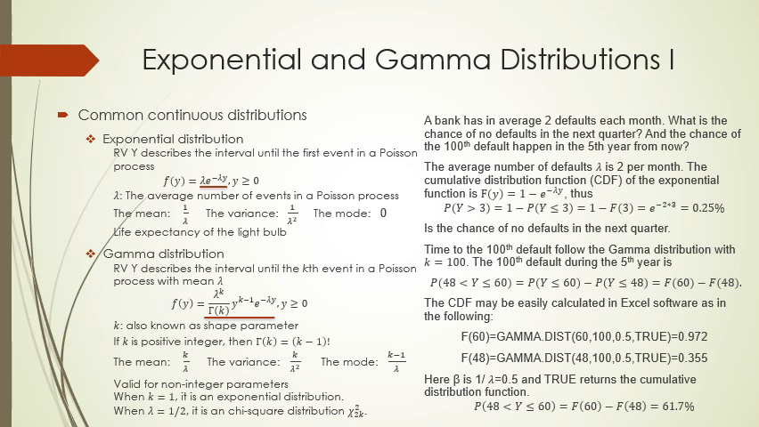0.972 and F(48) is 0.355. The difference is 0.617, so the probability that the 100th default happens in the 5th year is about 62%. The example helps us to learn when and how to use the exponential and the gamma distribution.